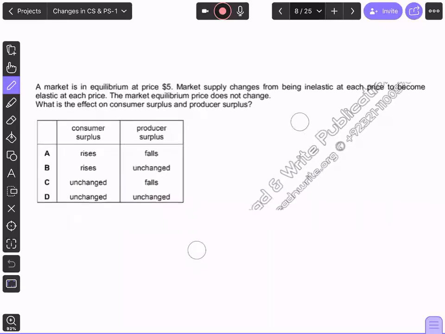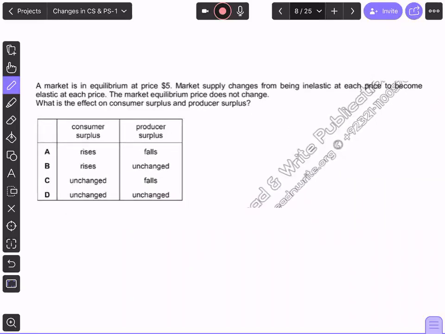A market is in equilibrium at the price $5. The market supply curve changes from being inelastic at each price to become more elastic. The market equilibrium does not change. What is the effect on the consumer and the producer surplus? पहले भाई supply inelastic थी. Like let's say this is your demand curve and this was the supply curve and this was the market price $5. अब क्या हो रहा है?